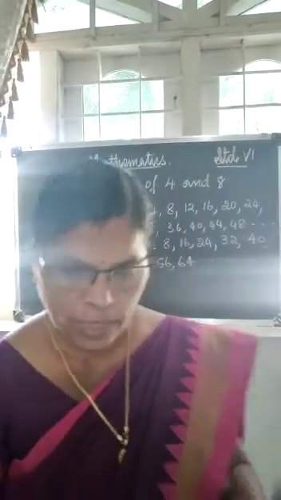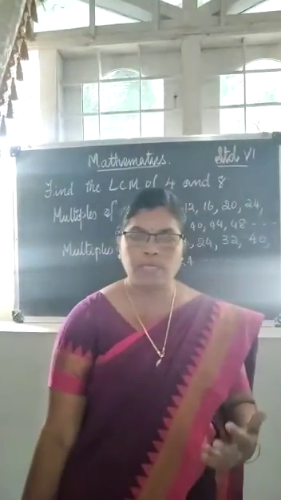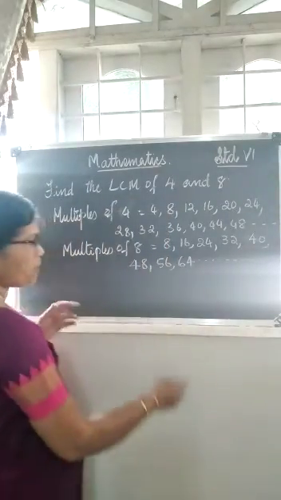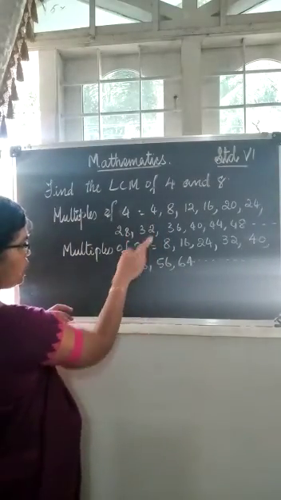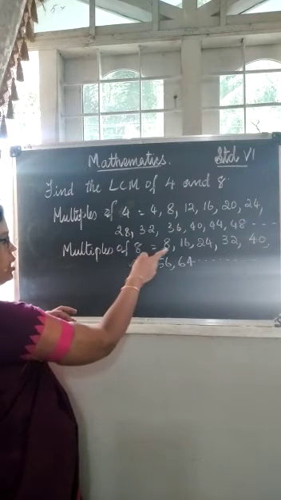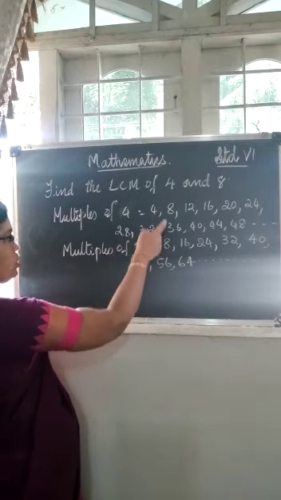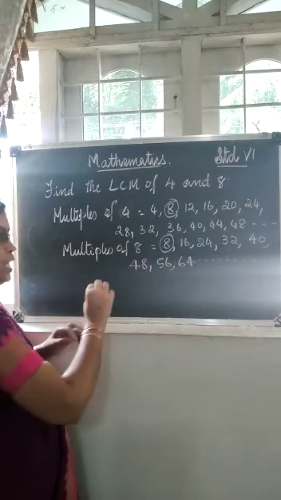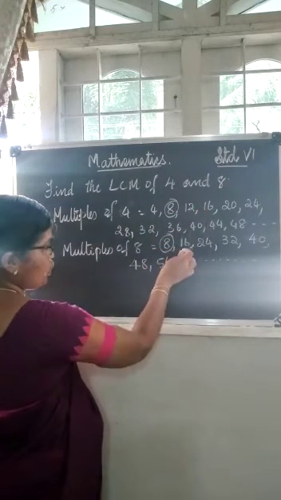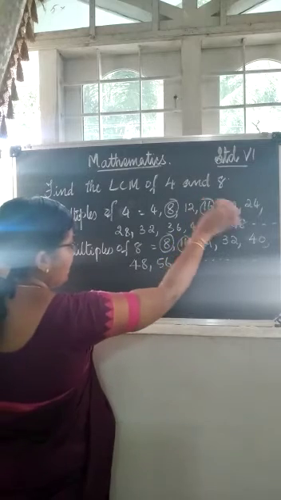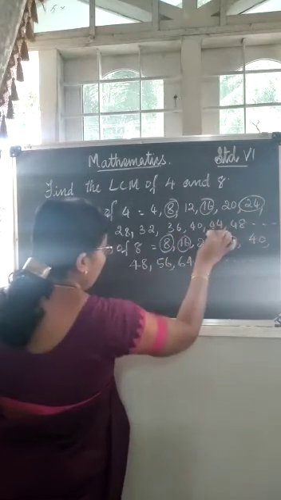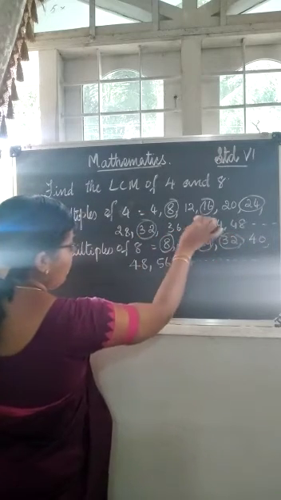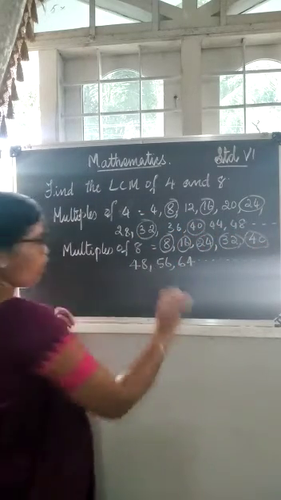Now what we have to take is the common multiples of 4 and 8. Let us see which are the common multiples of 4 and 8. Since it is a multiple of 8, it starts from 8. So 8 is the common multiple in both 4 and 8. The next multiple is 16. Here also there is 16. Then here you see 24, here also there is 24. Then 32, 32. Then 40, 40. These are the common multiples.